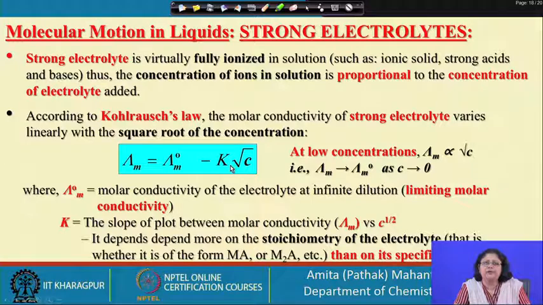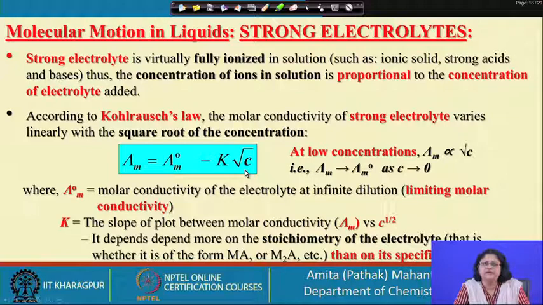With increase in concentration, the molar conductivity is going to decrease for a strong electrolyte, and it is not that strongly dependent on the concentration variation. But it gives an expression like this, where if you plot a graph of lambda, the molar conductance, against the square root of C, you will get a straight line approximation with a negative slope. That means the molar conductance is going to decrease with increase in concentration.